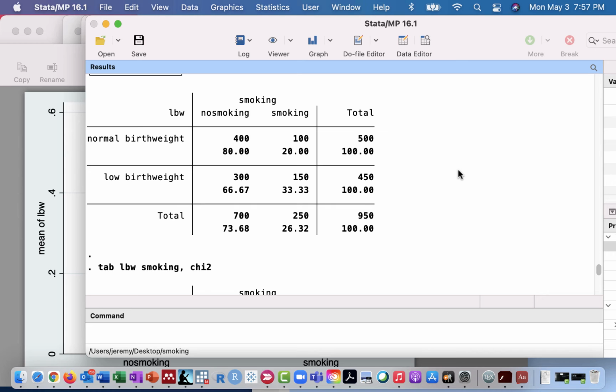Right, so normal birth weight and the mother smoked, there's 100 of those babies. And then you see 20.00, 20%. Low birth weight babies and the mother smoked, that's 150 of those. And you see 33.33, 33% of the mothers of low birth weight babies smoked.